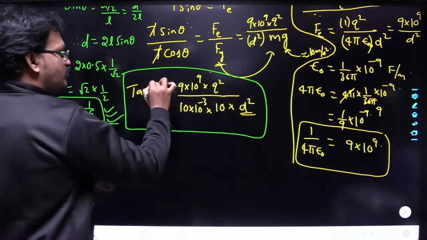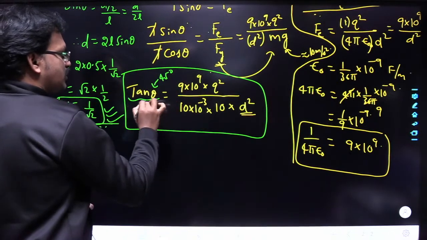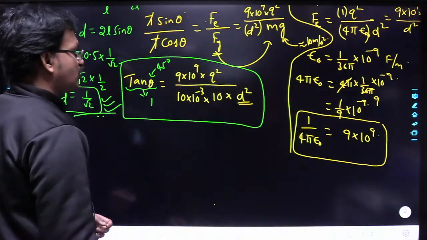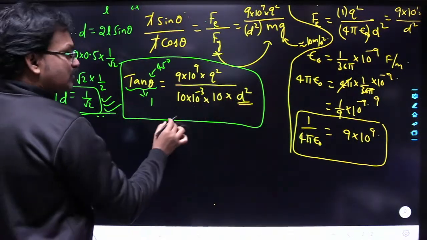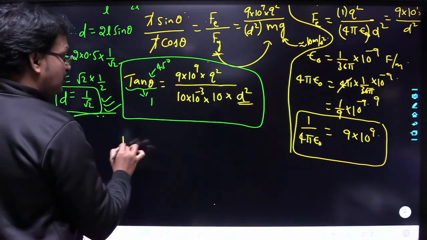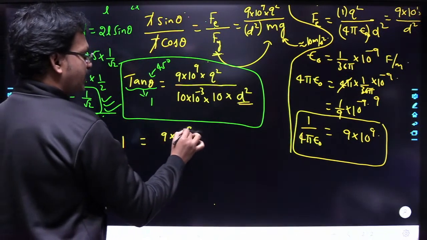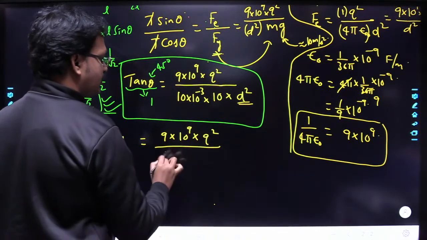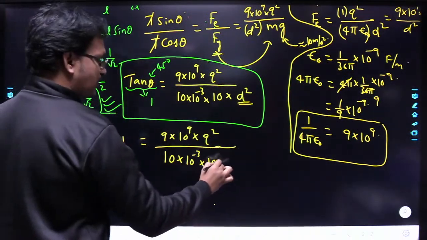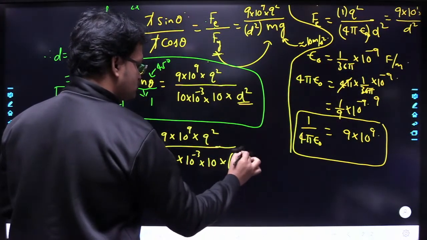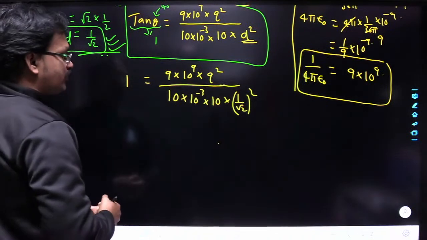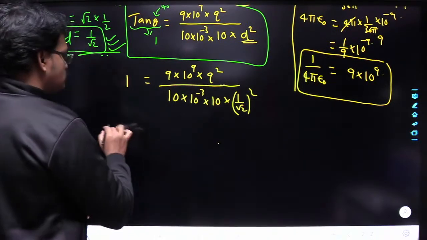Now here theta is how much? Theta is 45 degrees, so tan 45 will become 1. So substitute all these values here. What you are going to get here? Okay. So here you will get 1 is equal to 9 into 10 power 9 into q square divided by 10 into 10 power minus 3 into 10 into d square. D square is 1 by root 2 whole square. Okay. So from this you have to determine the q square value here.